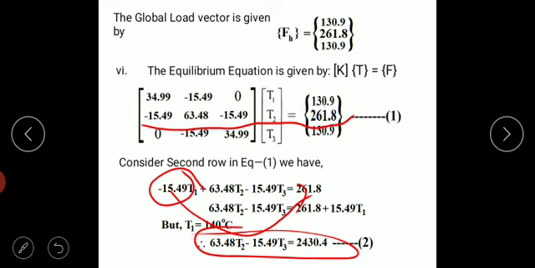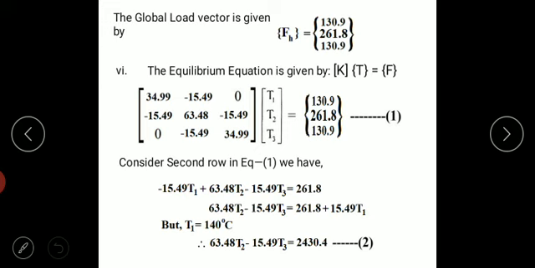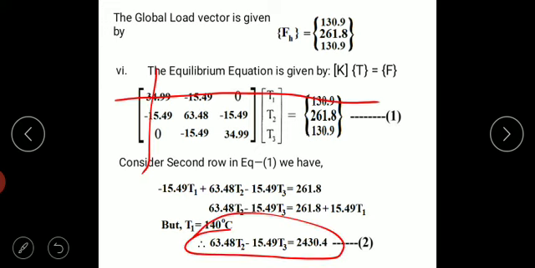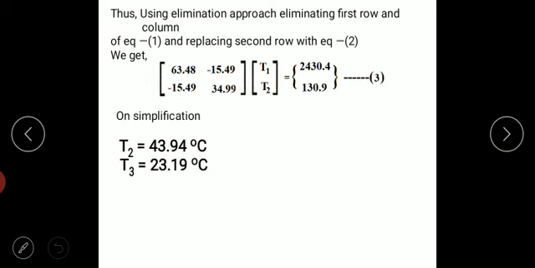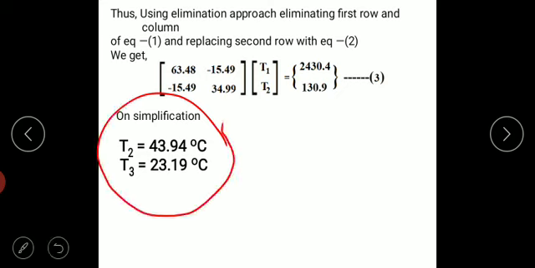Now I am going to eliminate the first row and first column of the equilibrium equation. At the same time I am going to replace equation 2 in the second row of equation 1. So finally I will get a 2 by 2 matrix. Now if I solve this, I will get T2 equal to 43.94 degrees Celsius and T3 equal to 23.19 degrees Celsius.